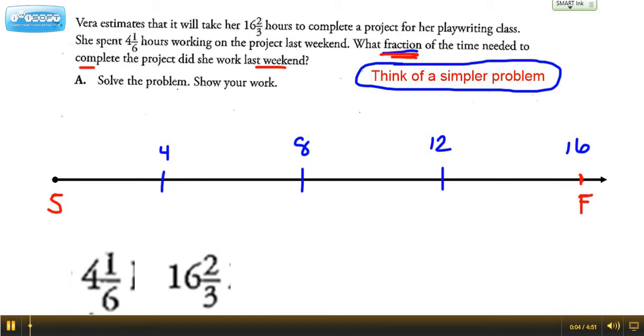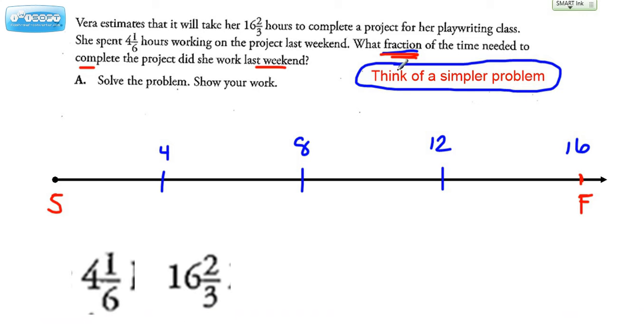We're looking at question number 9, which is a little tricky, and really the strategy that I call think of a simpler problem should help us to know what we need to do with these two mixed numbers in the problem. The problem reads, Vera estimates that it will take her 16 and 2/3 hours to complete a project for her playwriting class. She spent 4 and 1/6 hours working on the project last weekend. What fraction of the time needed to complete the project did she work last weekend?